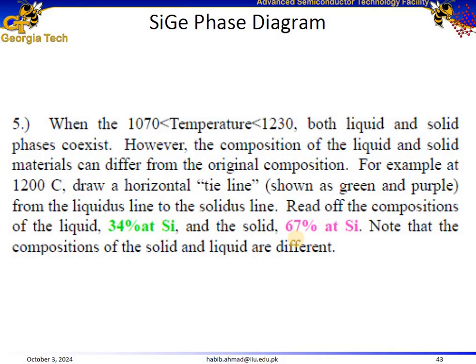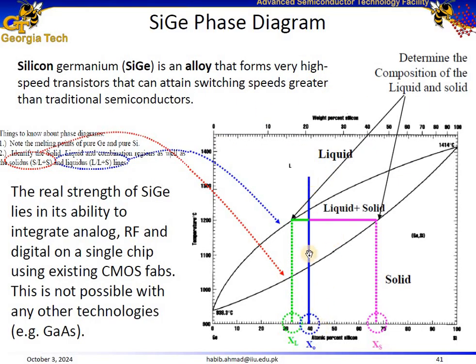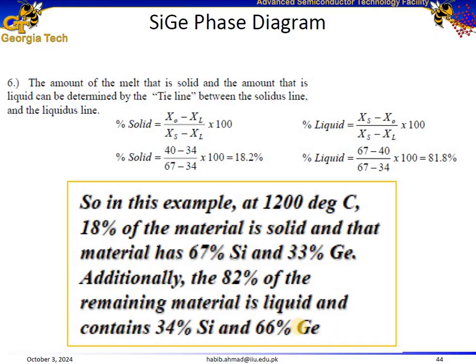In order to address the next question, how much is solid and how much is liquid, we are going to use some formulas. The extension of the blue line to the horizontal axis shows the initial concentration of silicon, which is 40%. The extension of the purple line to the horizontal axis shows the percentage of silicon in the solid phase, represented with xs, and the extension of the green line determines the percentage of silicon in the liquid phase. So we know that x naught is equal to 40, xs is equal to 67%, and xl is equal to 34%.